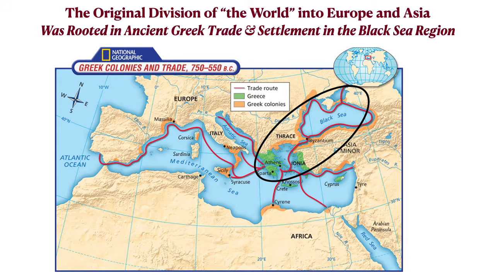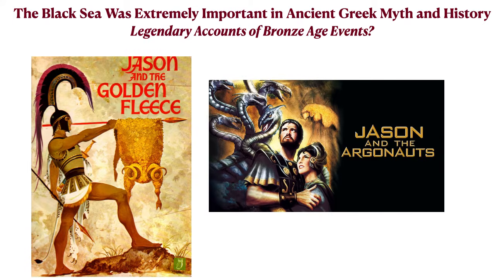It also shows Greek colonies. It exaggerates them. Those are in orange because these were basically just coastal cities. But around much of the northern Mediterranean, southern Italy, and you can see pretty much all around the Black Sea. And the Black Sea was a very important area for Greek culture, both in the earlier Bronze Age and then later on in the classical period. And you could see its importance in Greek myth and legend.